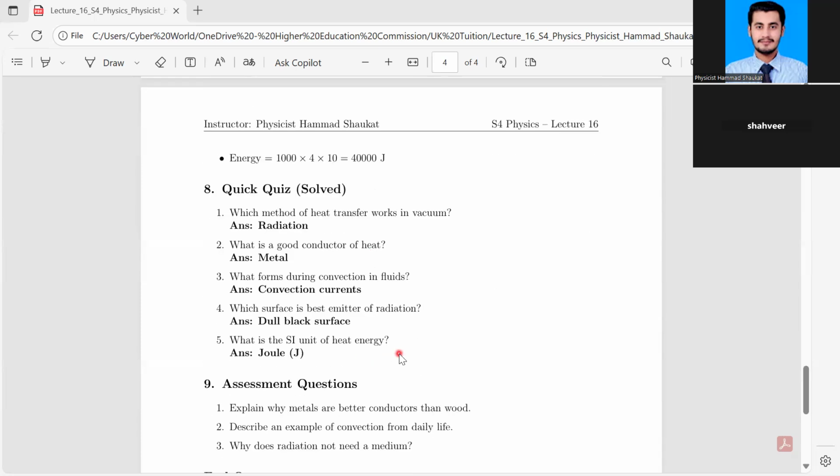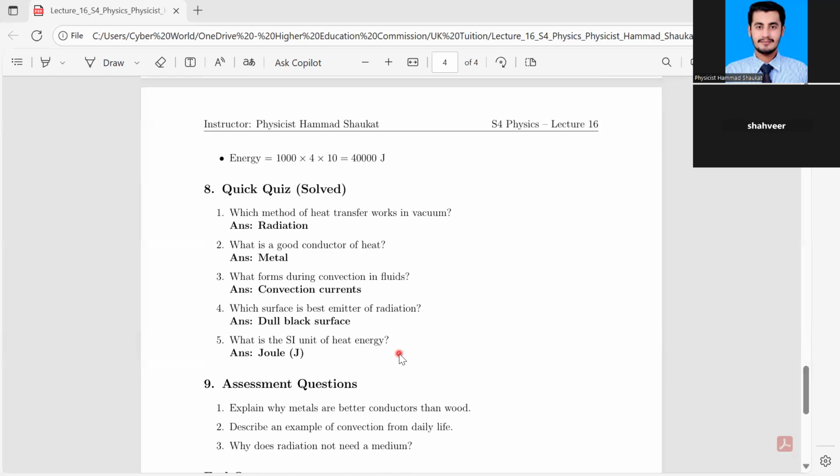Okay, so a quick quiz for you. Can you tell me which method of heat transfer works in vacuum? Radiation. Yes, radiation. Can you tell me why? Because there are no particles in space. Yes, there are no particles in space, and radiation is the one and only mode of transfer that does not require any medium to travel. That's why it travels in vacuum as well.